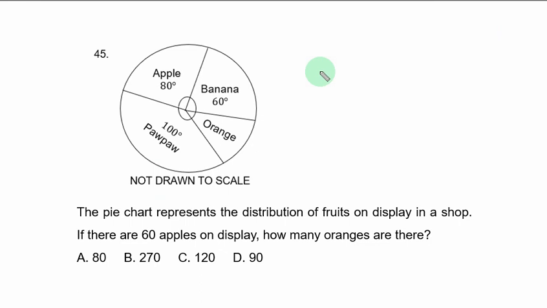Question 45. The pie chart represents the distribution of fruits on display in a shop. If there are 60 apples on display, how many oranges are there? First, you need to get the sectorial angle for orange, but before you can get the number of oranges, you need to get the total fruits. The information about apples will help us get the total fruits before the number of oranges can be obtained.